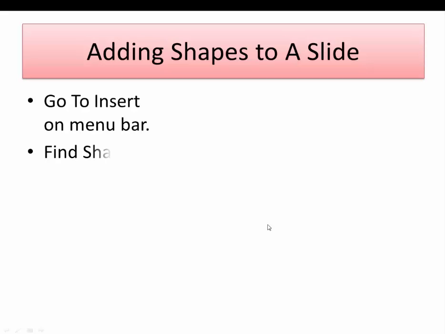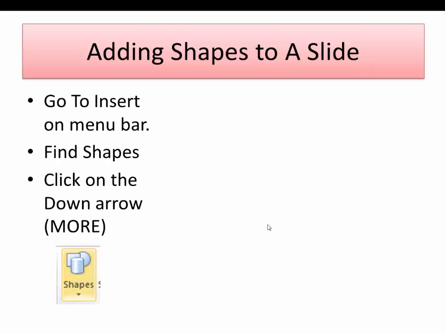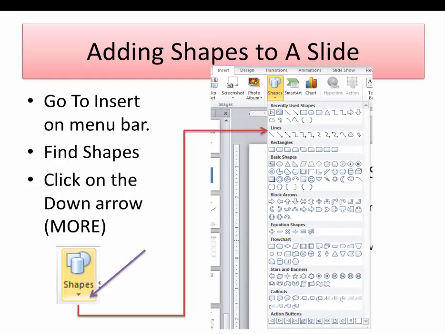Adding shapes to a slide is a little different than text, but very simple. Go to your Insert on the menu bar, find the Shapes icon, and look for the down arrow, which means More. These are all the shapes that you can find under More. These are action buttons, callouts, stars and banners, flowcharts, equations, block arrows, and some basic shapes, as well as lines, which you see in action in my PowerPoint.